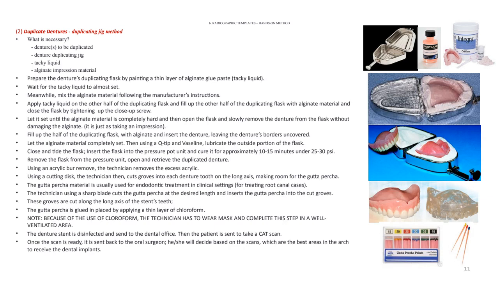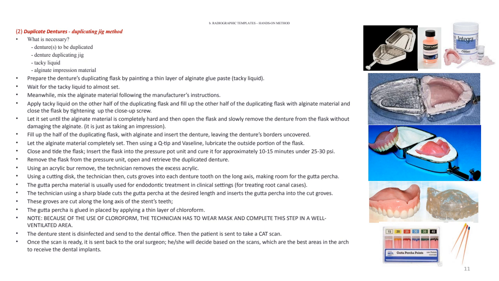So this is my preferred method of duplicating a denture. It's a little bit easier, more accurate, and much cleaner. Okay, so what we need for this procedure: we need a denture duplicating jig, a glue or a tacky liquid, and some form of impression materials. So the first thing will be to have the patient's denture.